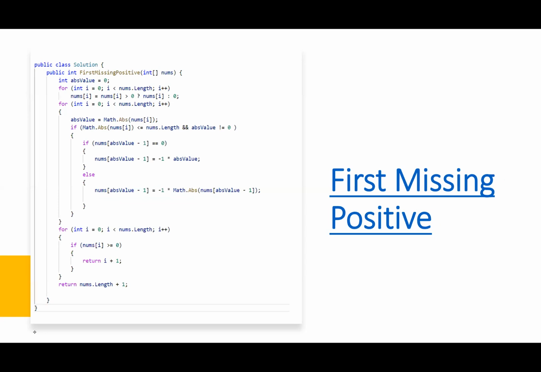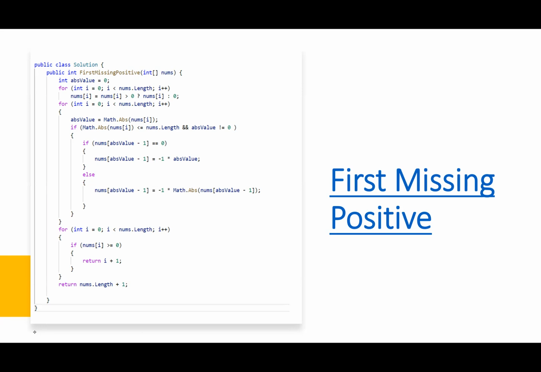Let's go to the code. Here the function is the first missing positive number. We get input nums, which is the array of integers. We will go through each and every element, and if it is greater than 0, then we keep it as it is, and if it is less than or equal to 0, then we consider it as 0, which we explained in step 1.